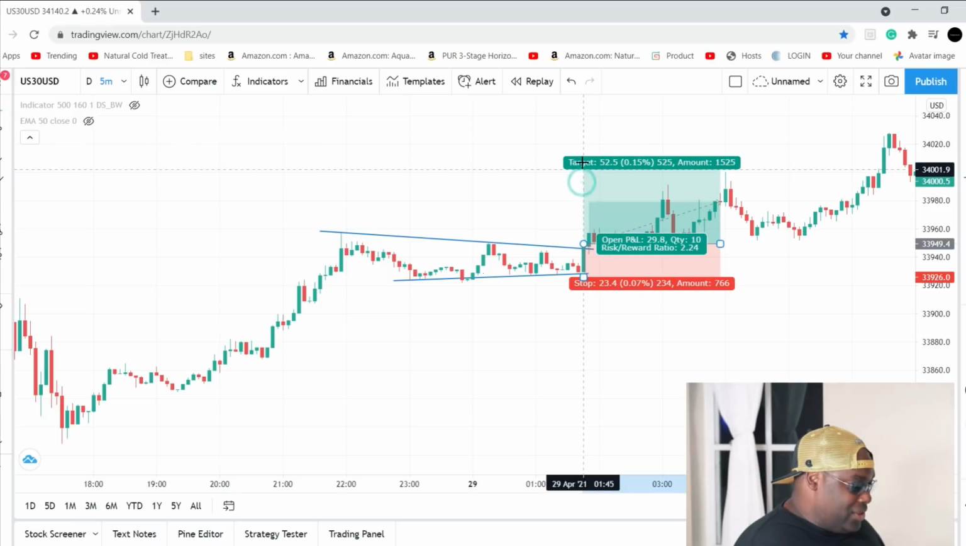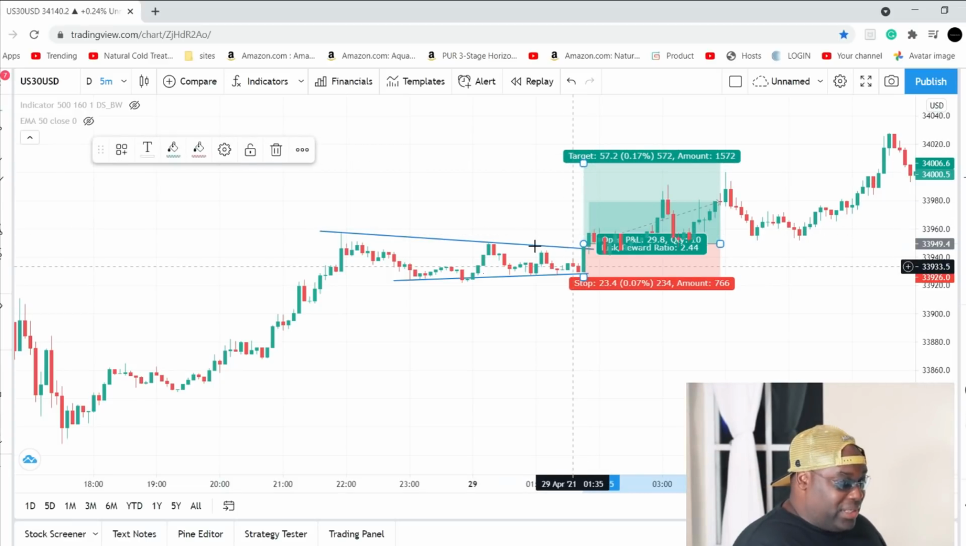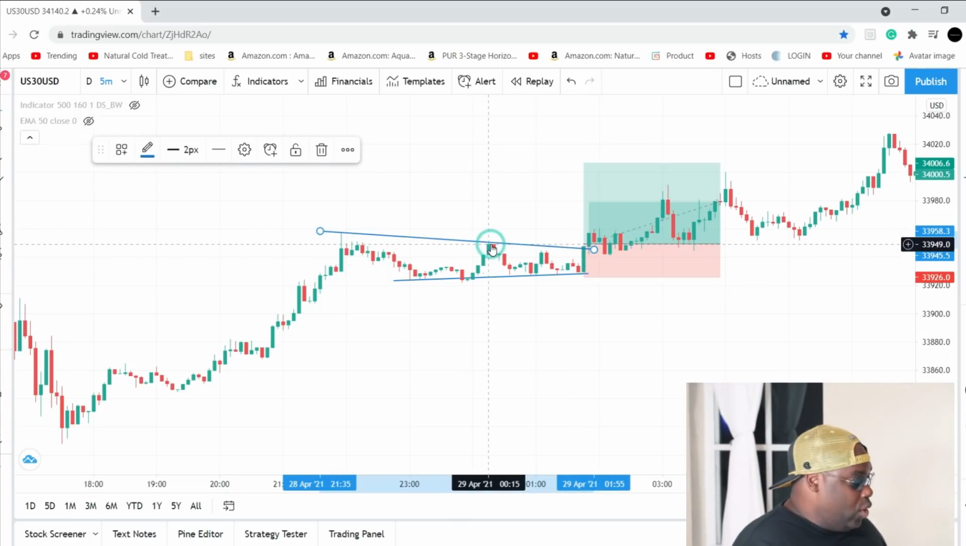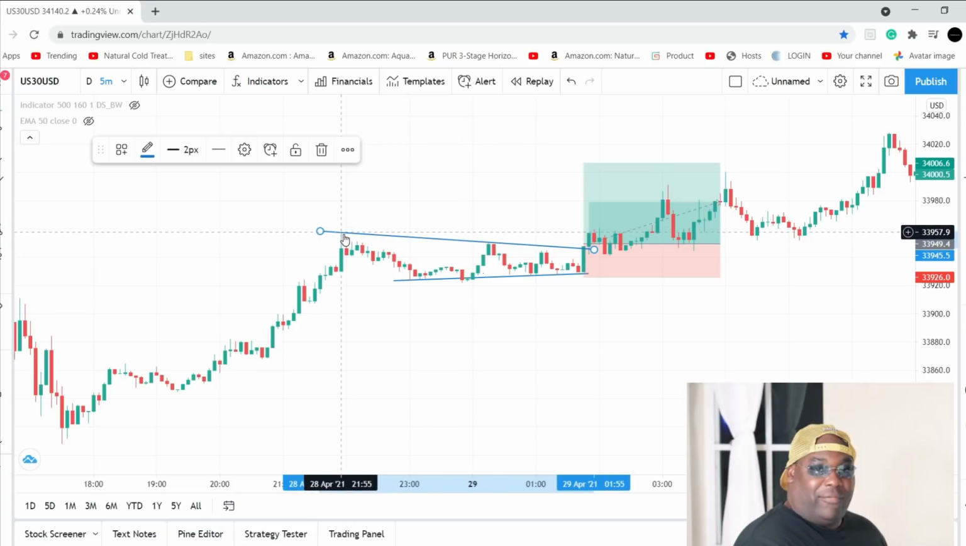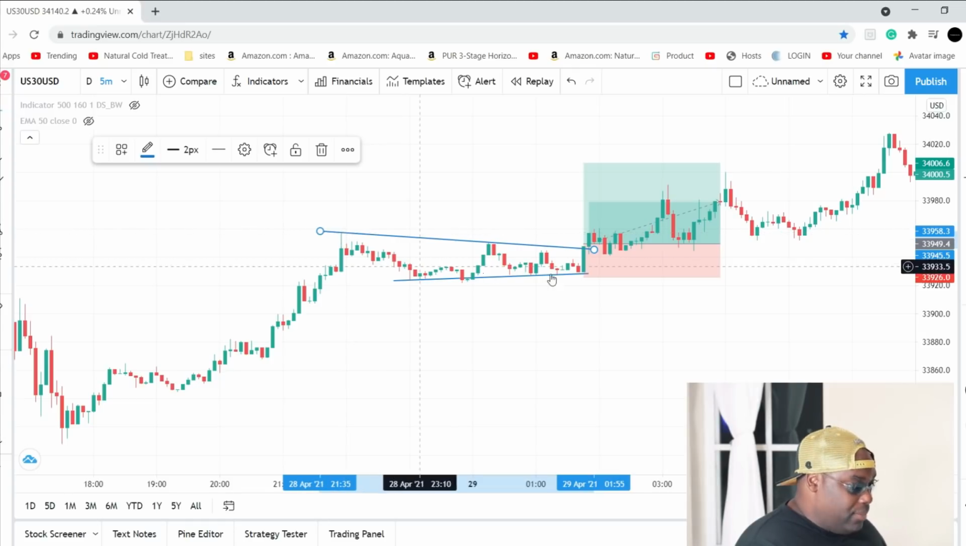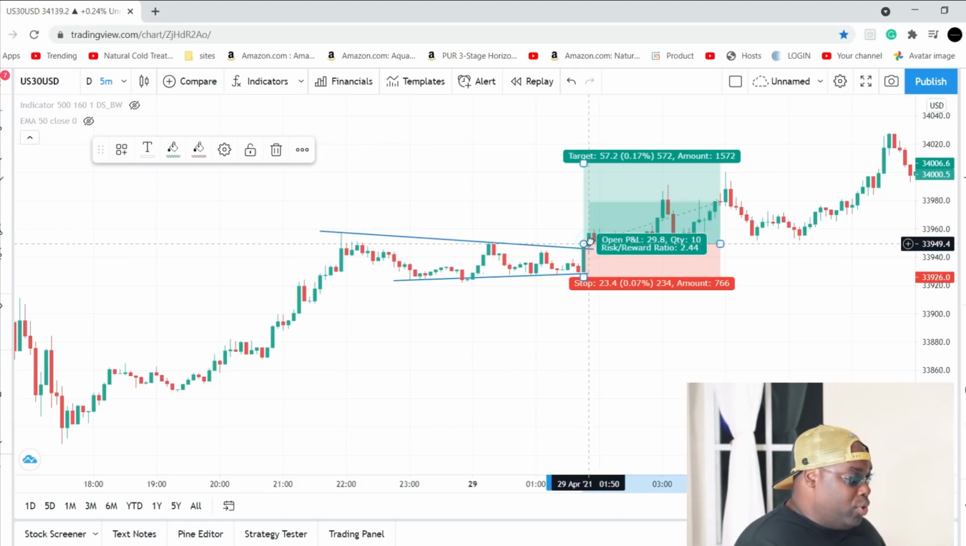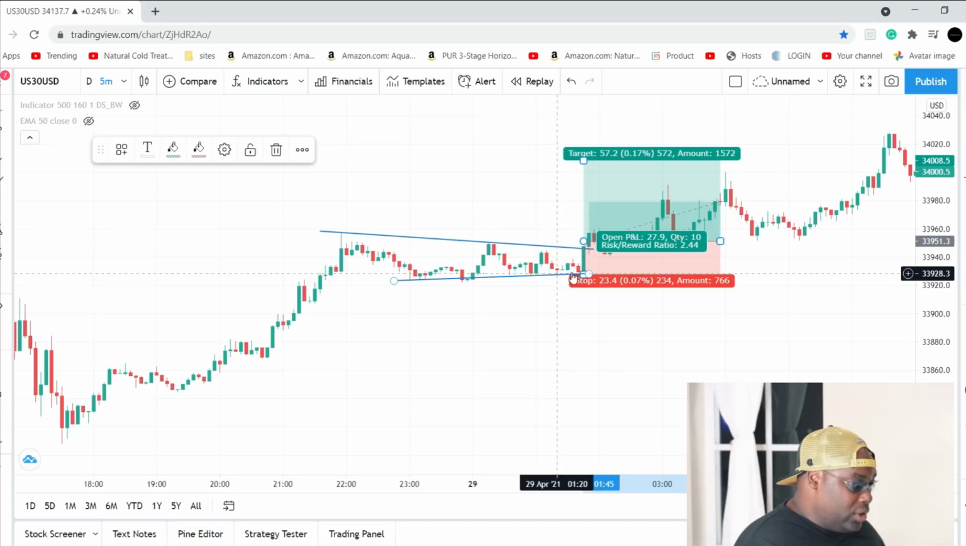And then as soon as it breaks that consolidation, you can actually get in either right here, or you can wait for it to break the high. If you are a beginner, it's probably best to wait for it to break this high right here. And then you can get in the market. You put your stop loss below that consolidation, and you just wait for your profits.